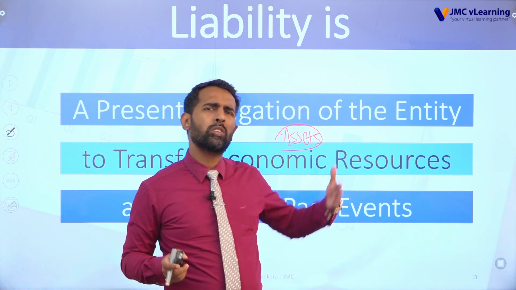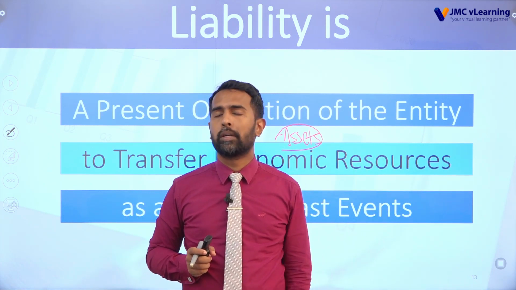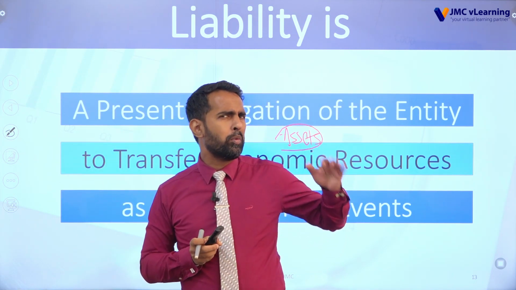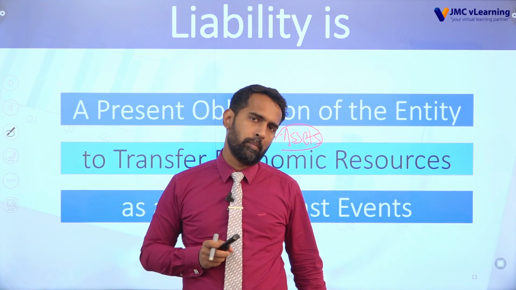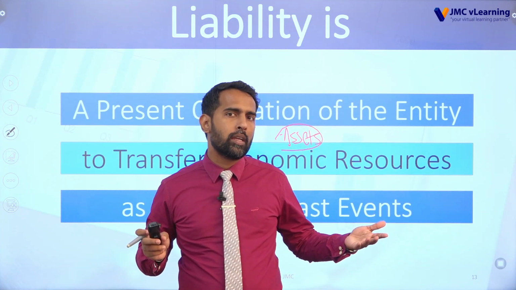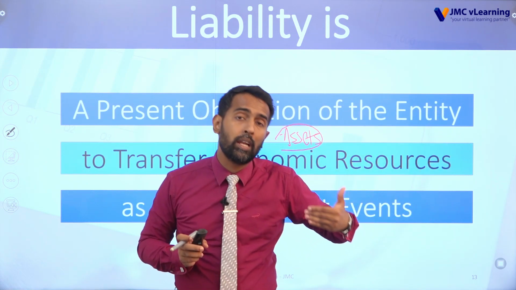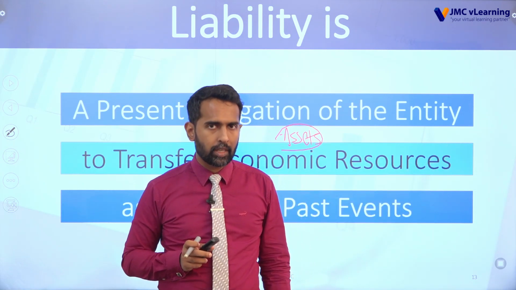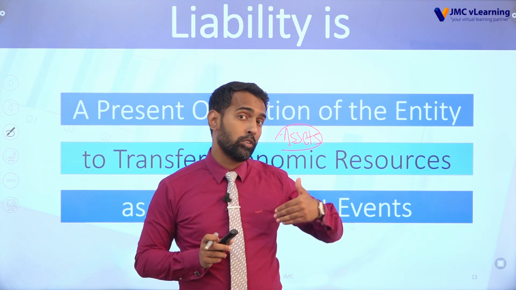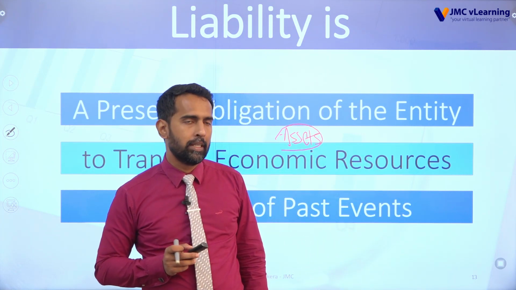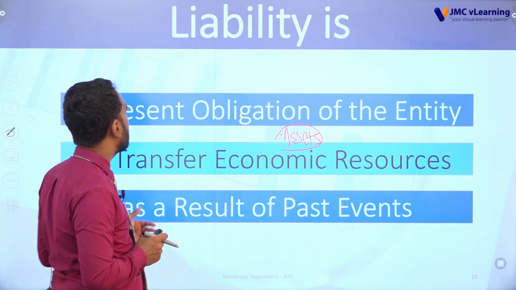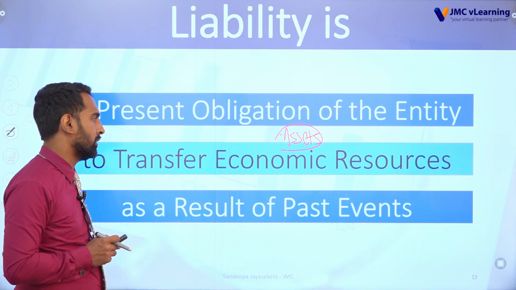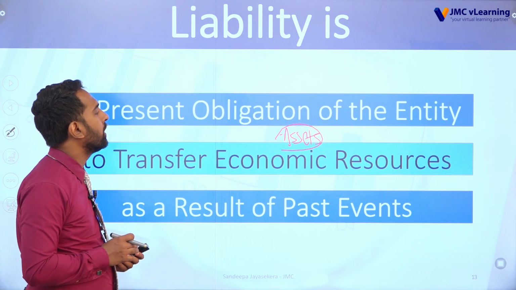How come you got a bank loan? Because I signed the loan agreement. How come you have a trade creditor? Because I purchased items on credit. How come you have a bank overdraft? Because I signed the OD agreement. How come you have an accrued liability, accrued electricity bill? Because I consumed electricity. How come you have a salary payable? Because I got the service from the employees. Clear? So because of a past transaction, because of a past event, it creates a liability. So liability is a present obligation to transfer economic resources as a result of past transactions and events. I hope you got the idea.